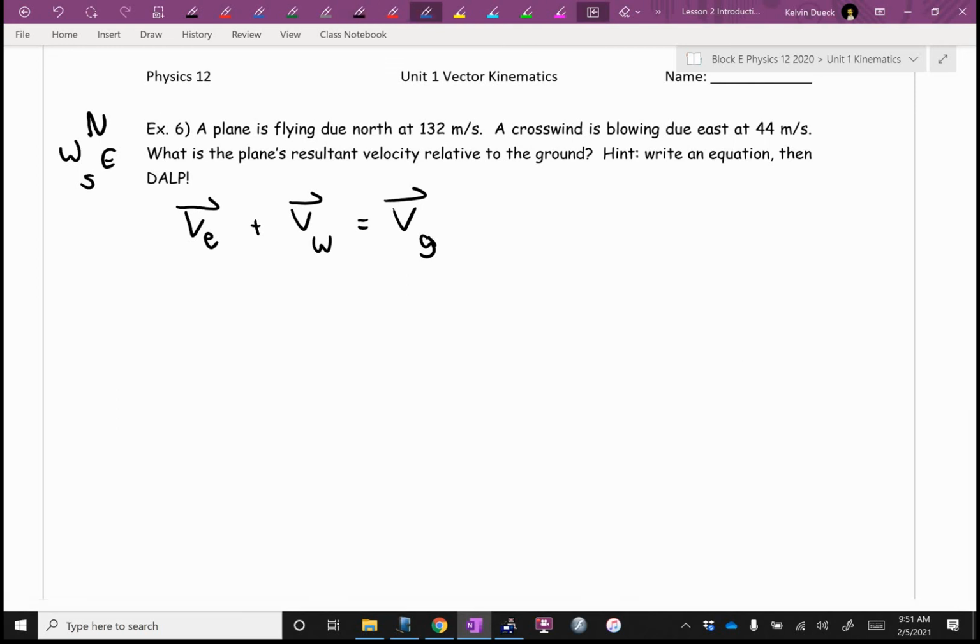So I'm going to draw a line underneath V engine, and I'll call that 132. Plus, east to the right, 44, about a third as big as the 132, eyeballing it. So, Matt, how might I add those two vectors together? Draw them.